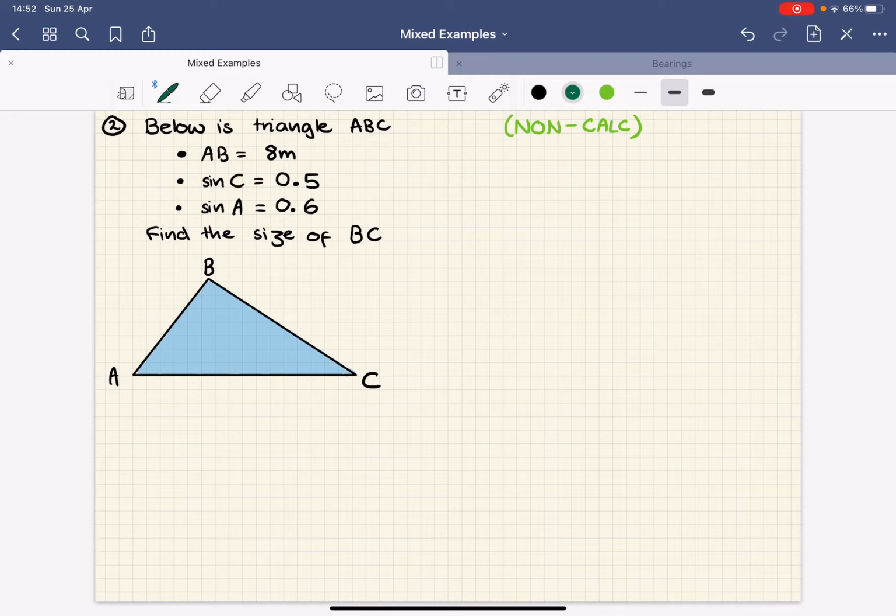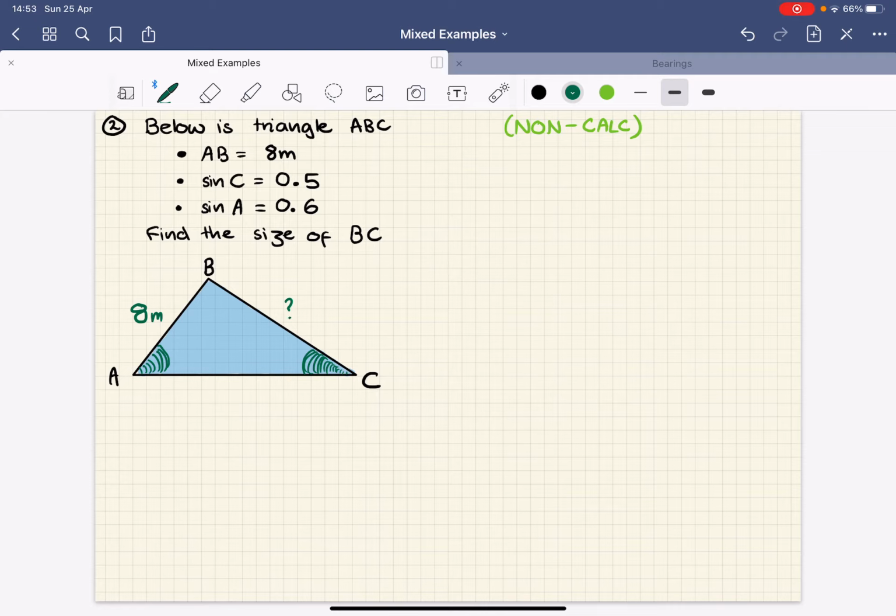So first I'm going to get down some of the information which we have. So AB is going to be that 8 meters. Sine C is that 0.5. So that doesn't mean this angle here is 0.5. It means I know sine whatever that angle is just going to be 0.5. And then same idea for the sine A. This is the other part where we know what sine that angle is going to give us. And we want to find out the length of BC.